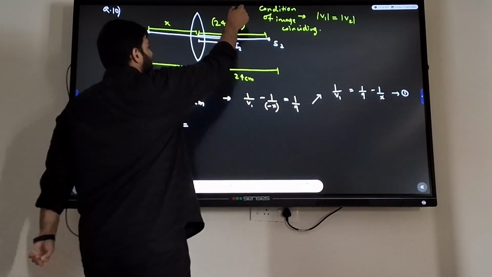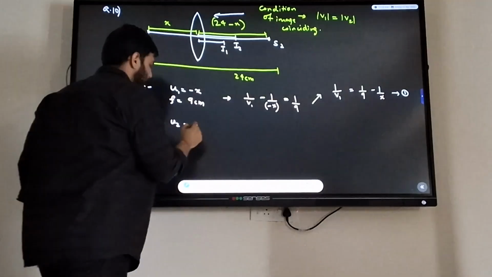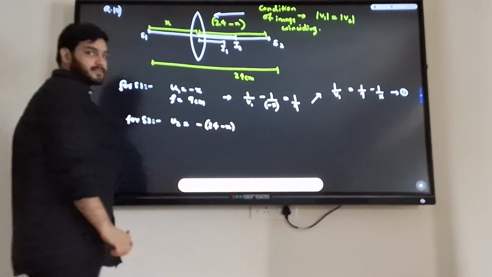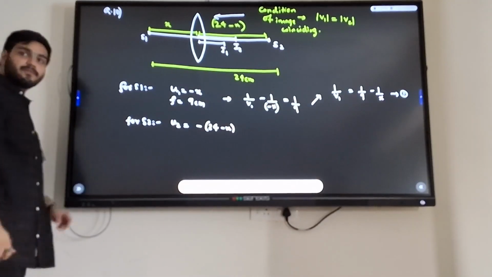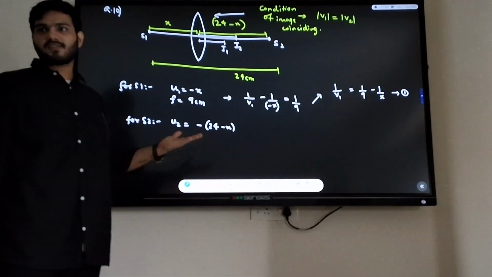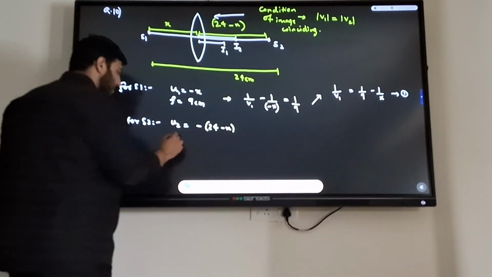If the rays are coming like this, minus 24 minus 6. Does it make sense? Will the focal length change? It will be the same. It does not matter where my source is placed, the focal length will be the same.